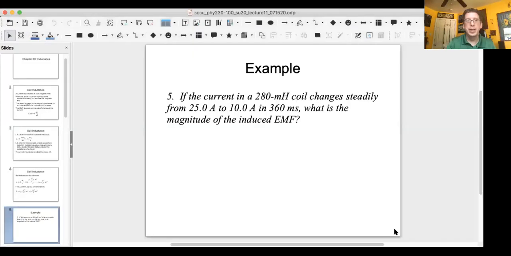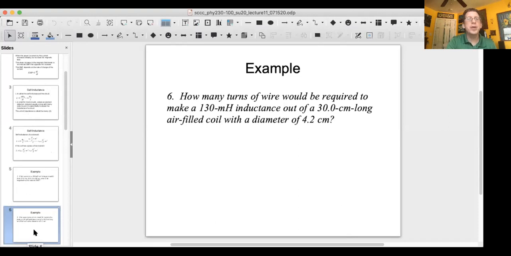So now we're going to go to another example. So let's show this real quick. How many turns of wire would be required to make a 130 millihenry inductance out of a 30.0 centimeter long air-filled coil? So you're not putting anything special inside. It's just a hollow cylinder with a diameter, again, it's a diameter, not the radius, be careful of that, of 4.2 centimeters. So let's set this up. So again, inductance depends on the dimensions.